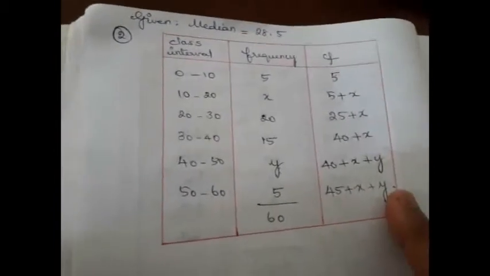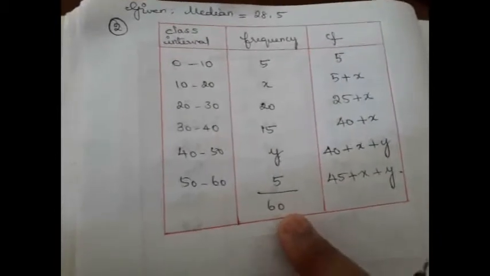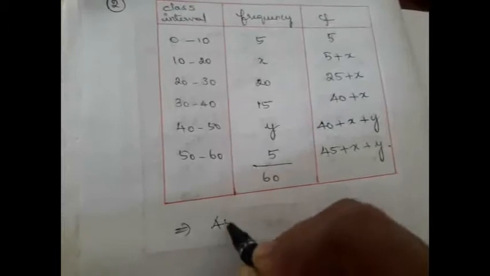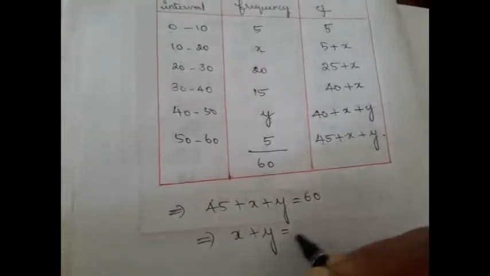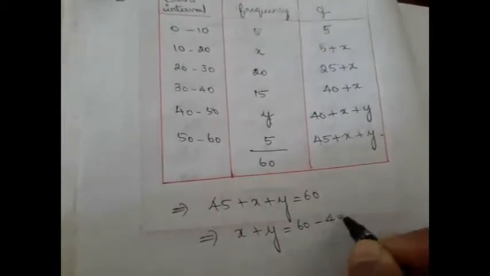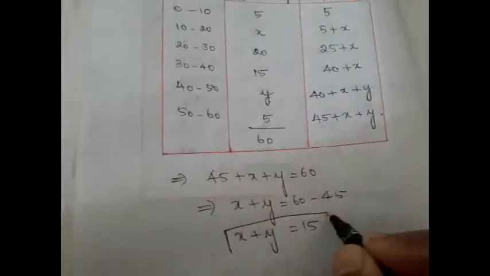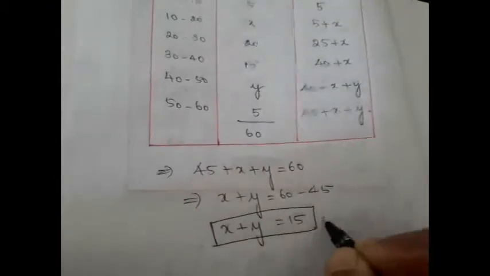And we know very well the last term of the CF will be equal to your summation F, right? So this implies 45 plus X plus Y is equal to 60. So this implies X plus Y equal to 60 minus 45. What is 60 minus 45? 15. So X plus Y equal to 15. We got one equation. Mark this as 1.